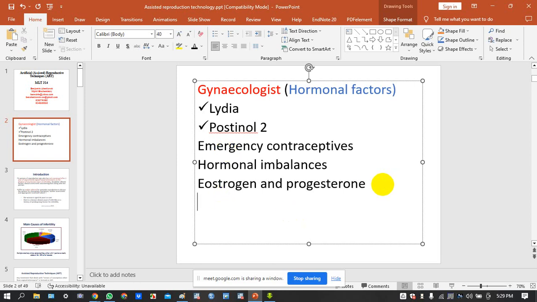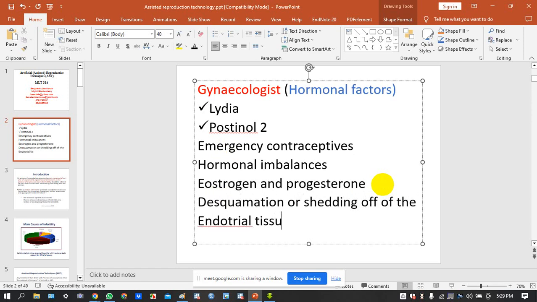or the shedding off of the endometrial tissue. So some of them will be bleeding. For a long time they will be bleeding. It's because of the Postinor 2, the imbalance in estrogen and progesterone level.